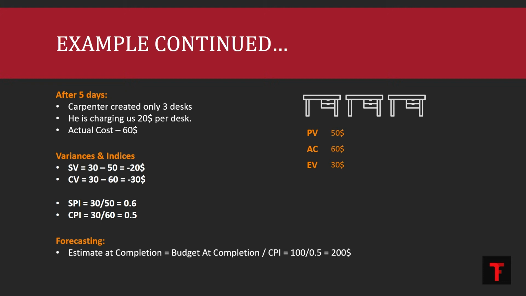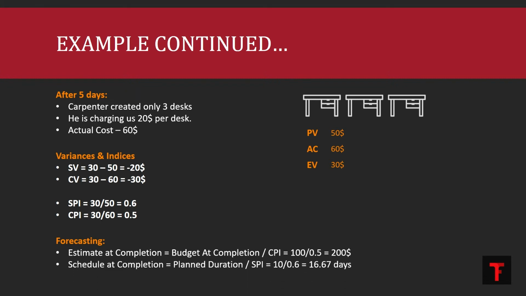Even without the equation, we can say that these 10 desks are going to cost us $200, since the rate at which the carpenter is charging us is right now $20 per desk. But compare this to a complicated project. There you can apply these equations, apply these parameters, and find out these CV, SV, SPI and CPI values. And using those SPI and CPI values, you can predict at what budget this project will be ending.